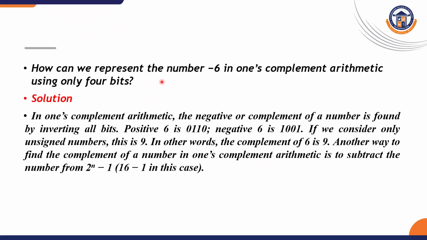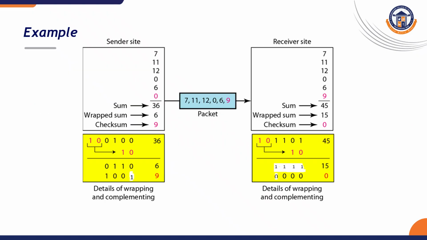So how can we represent the number minus 6 in one's complement arithmetic? In one's complement arithmetic, the positive number 6 is 0110. The negative number 6 can be represented with 1001, that is by inverting, or finding the one's complement of, this binary word 6. So this principle is used here.